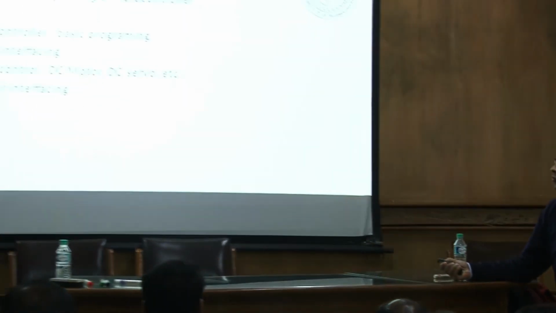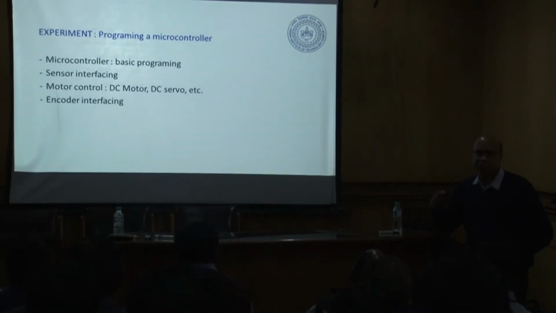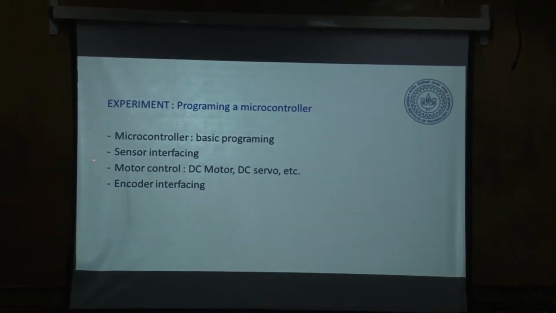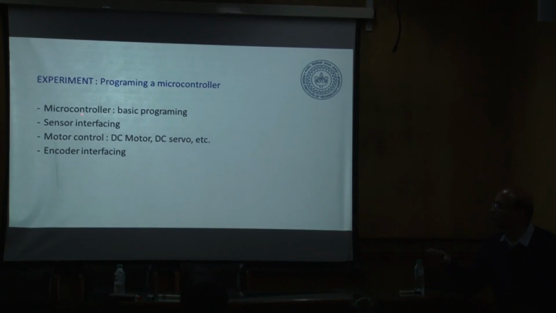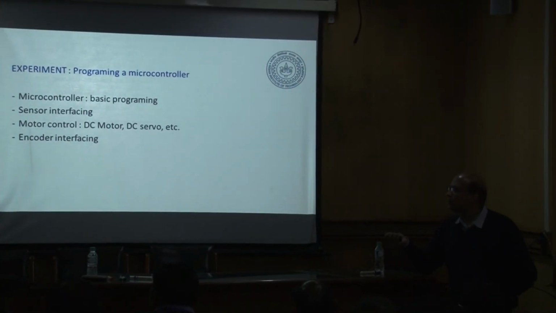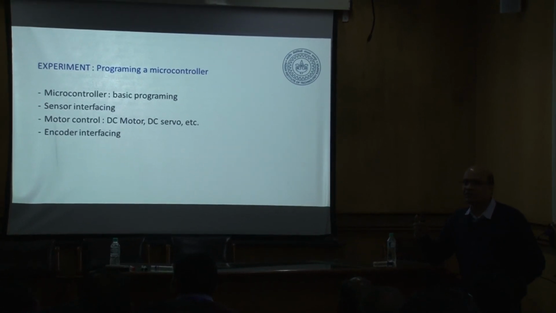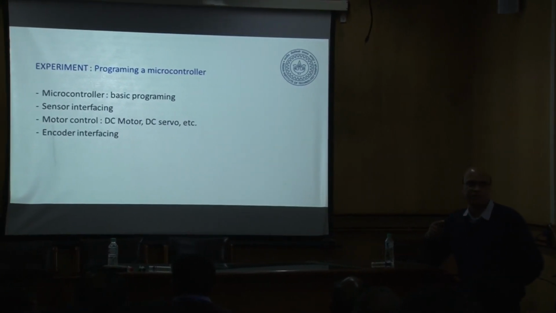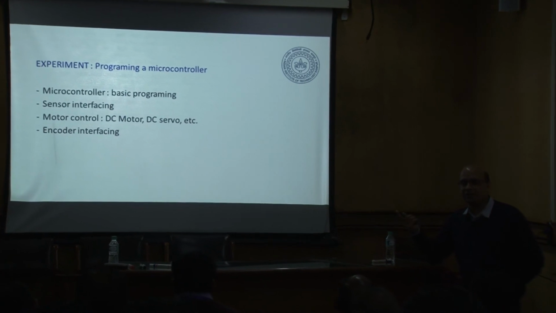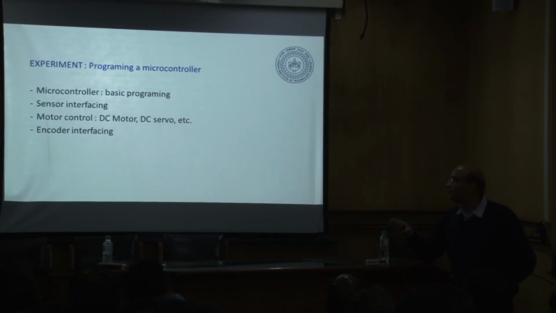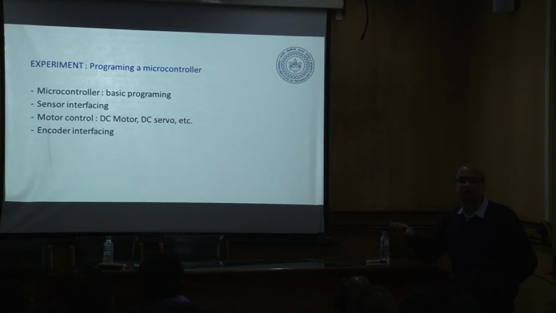So this is one set of experiments. The second set of experiments is motor control. DC servo motor control would mean position control of a DC motor using an encoder. The encoder will be interfaced with the microcontroller, and if you want to control the DC motor to a particular angle, for example, then we just have to read the number of pulses that have come from the encoder, and based on that we can get a particular position of the DC motor.